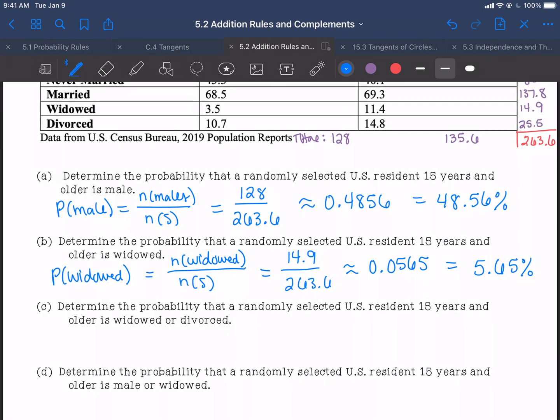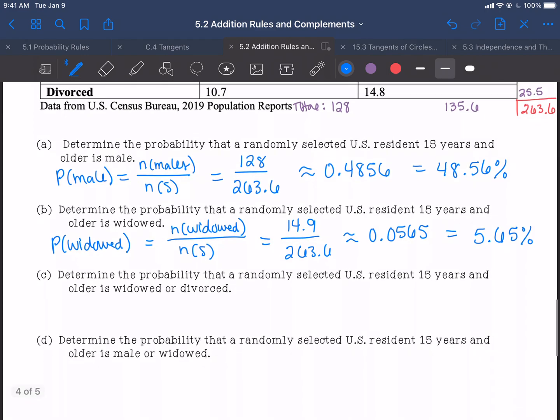Okay, part C, determine the probability that the randomly selected person is widowed or divorced. Okay, so when we think of widowed or divorced, that would be mutually exclusive because those can't happen simultaneously. Meaning when I choose someone, they can't be both widowed and divorced at the same time. Anyways, okay, maybe they were once divorced and then they were married again and now they're widowed.